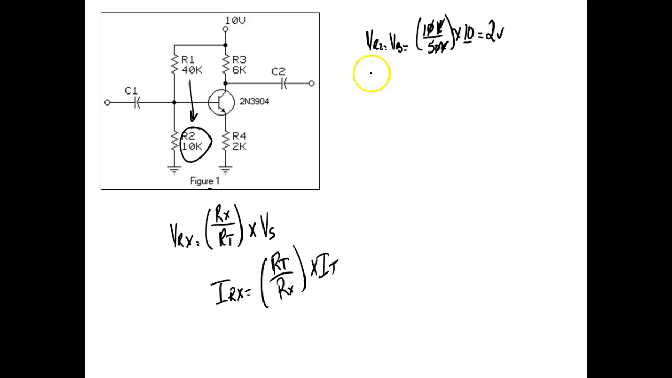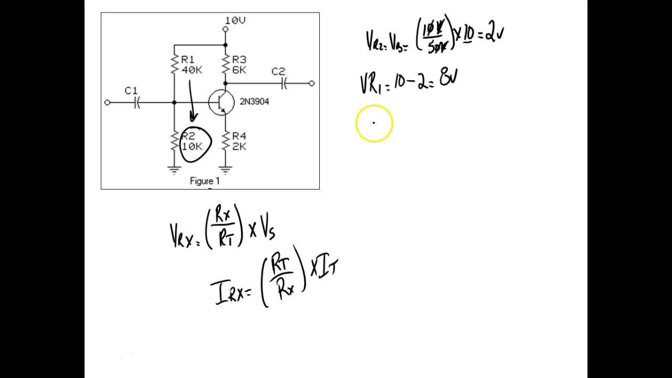Then I need VR1. Well, VR1 would be equal to what? 10 minus 2. So VR1 is going to be equal to 8 volts. That's Kirchhoff's voltage law, which says all the voltages in a series circuit have to equal the applied voltage. So we know the voltage drop across R1. We know the voltage across R2, right? You understand that? Everybody okay there? And it's only 2 resistors.